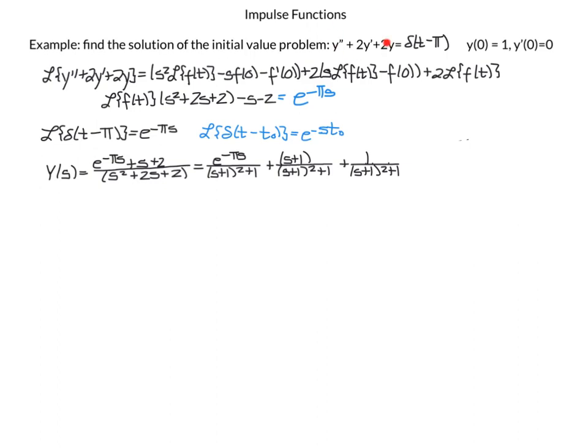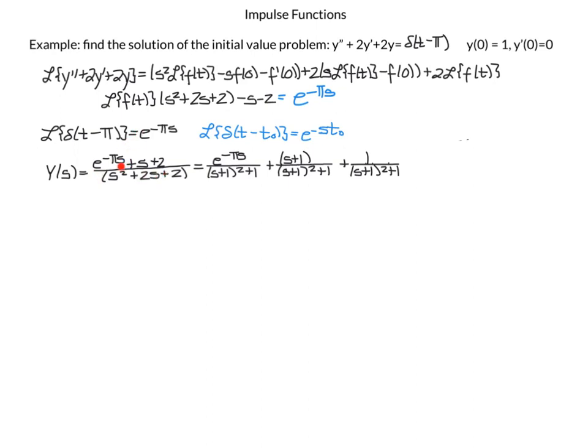Setting the right-hand side equal to the left-hand side. So here I have the Laplace transform of the left-hand side. The Laplace transform of the right-hand side is e to the minus pi s. So you can see if I solve for the Laplace transform, I'm going to get e to the minus pi s plus 2 plus s, and then all of that divided by s squared plus 2s plus 2.